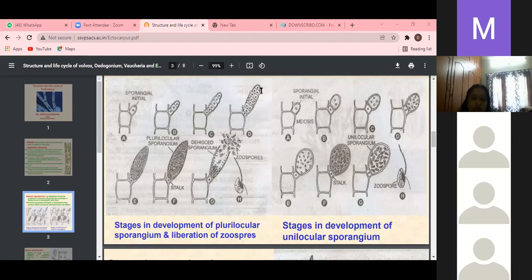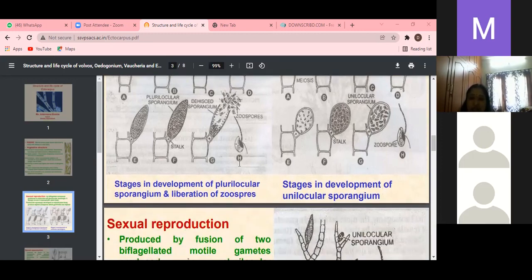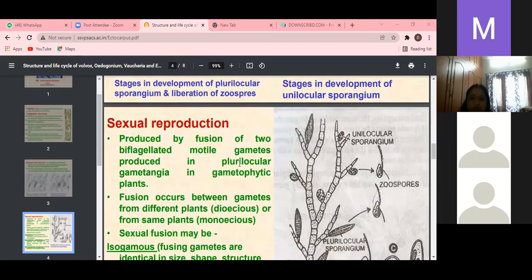Meiosis does not occur here. In the unilocular sporangium, you can observe meiosis forming 4 haploid nuclei, but here meiosis is totally absent in plurilocular sporangia. All zoospores are produced in the diploid condition. When they are liberated, after a resting period, they directly give rise to a new sporophytic plant. This is the development of multilocular sporangia, or asexual reproduction. Did you understand? Okay.